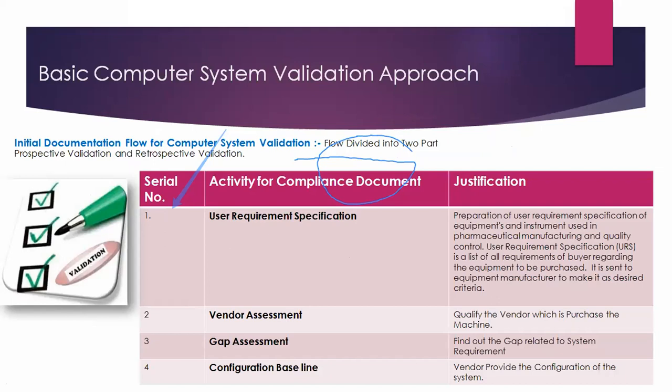This is the first documentation prepared. First, if you have purchased a new machine, there is the user requirement specification, URS. The URS clubs all technical requirements, business process requirements, any other requirements, security requirements, electronic signature requirements, and many more requirements in this user requirement specification document. Then after completing the URS process, we go to the vendor side.